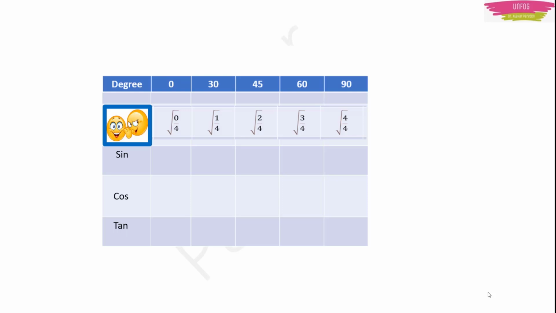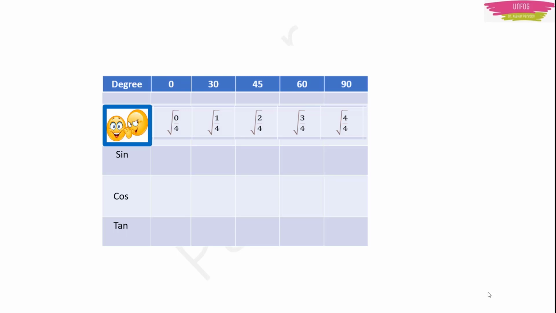I will tell once again. What you have to do: first you write the numbers 0, 1, 2, 3, 4. Then you write divided by 4 for all. Then you take the square root of them. Okay. Now you write the answer for this.